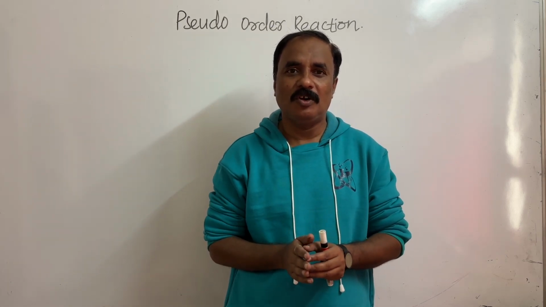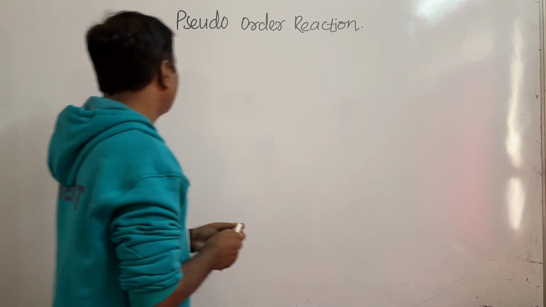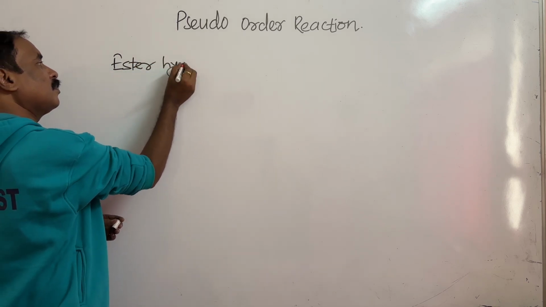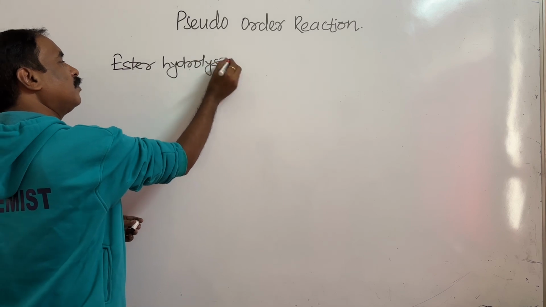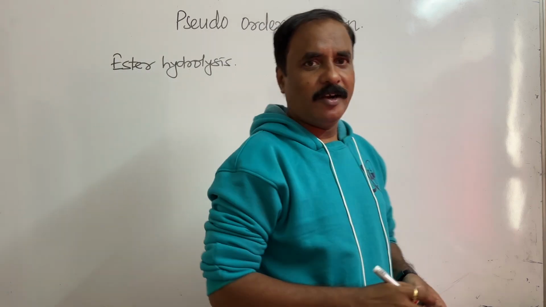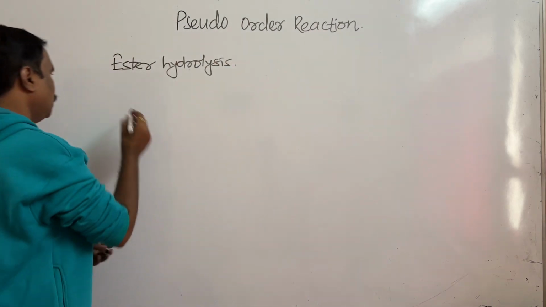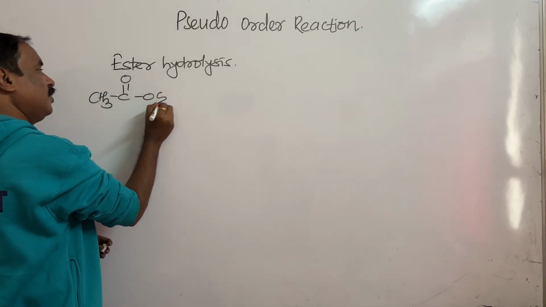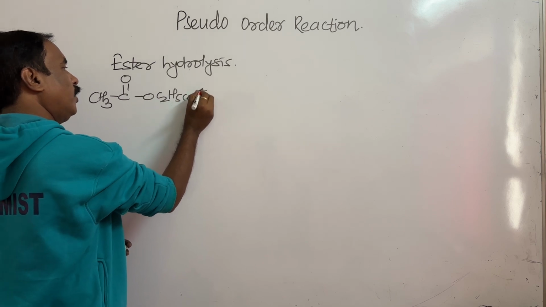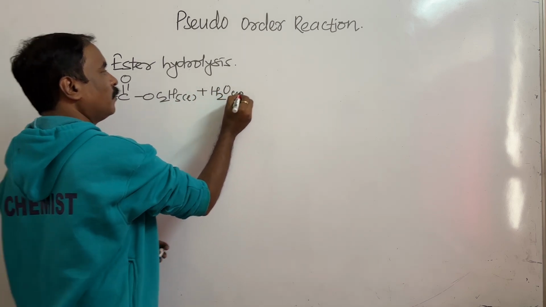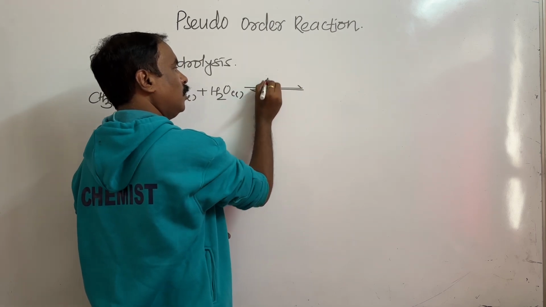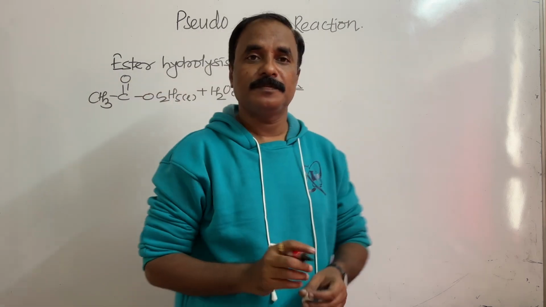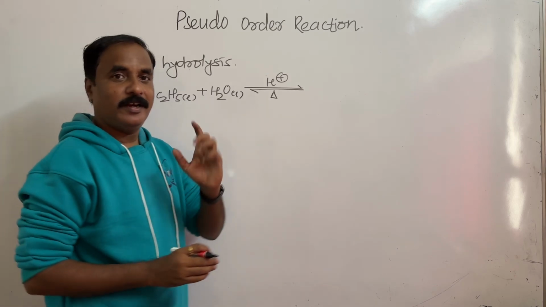There are so many examples of pseudo order reaction. I will explain ester hydrolysis. In acidic medium, hydrolysis of ester in acidic medium. I will take ethyl acetate for this. This is ethyl acetate. Hydrolysis, addition of water. Irreversible. In the presence of acid, we have to heat this for a complete 1 hour. So this reaction is said to be ester hydrolysis.